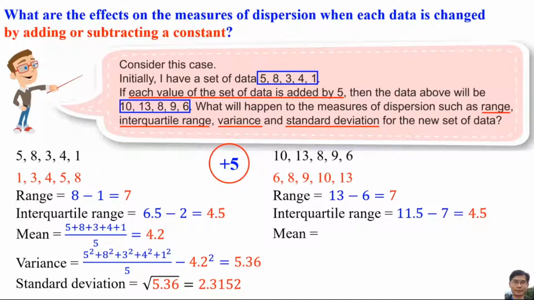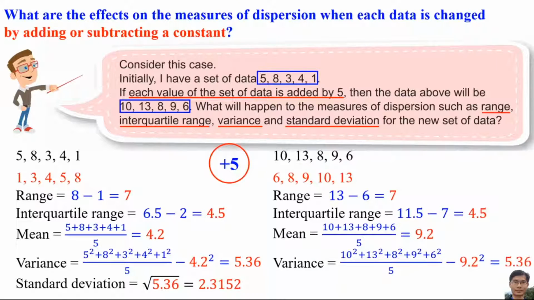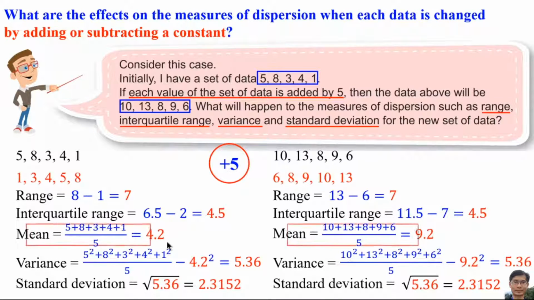Mean is equal to the average of the data, that is 9.2. Variance is equal to 5.36, and standard deviation equal to square root of 5.36 equal to 2.3152. So range, interquartile range, variance and standard deviation for these two sets of data are the same, only mean is different.